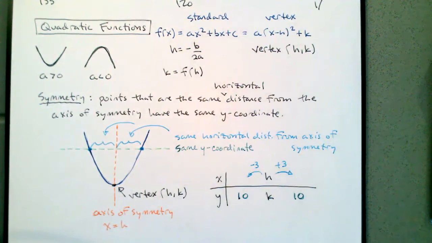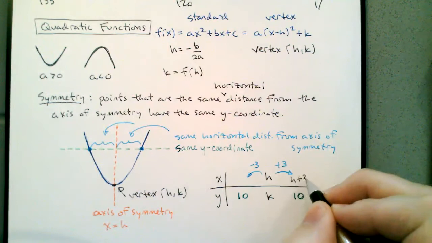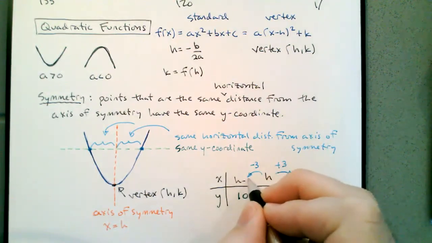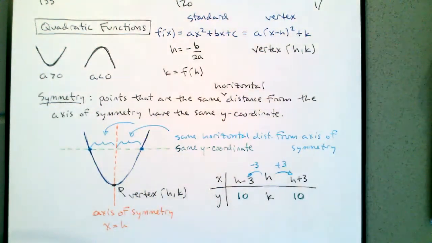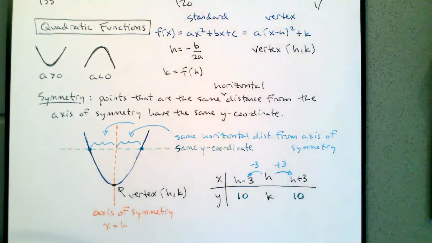I should have picked a value for h, but we don't have that, so I'll just say h plus 3, and on the other side is h minus 3. The important thing to recognize is that it's the x-coordinate of the vertex in the middle, because that's the axis of symmetry. So here are two points that are the same distance away from the axis of symmetry at h, and we end up with the same y-coordinates. So that's the symmetry visually, and this is how we see that symmetry when we look at numbers.